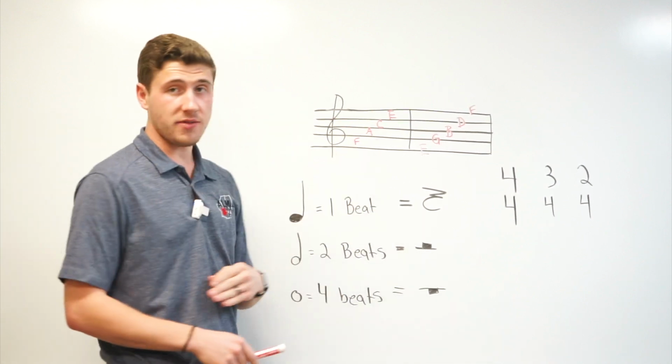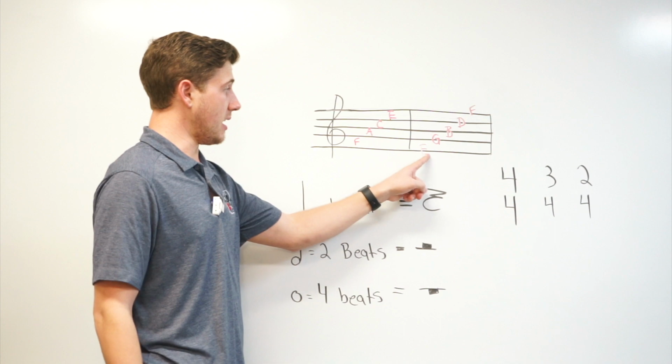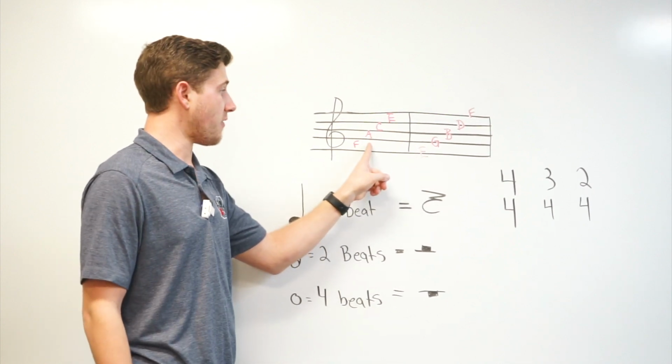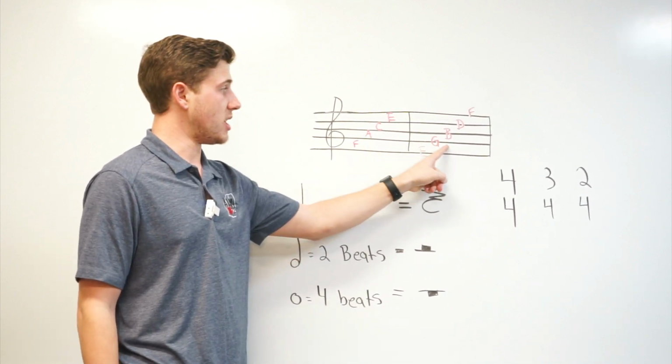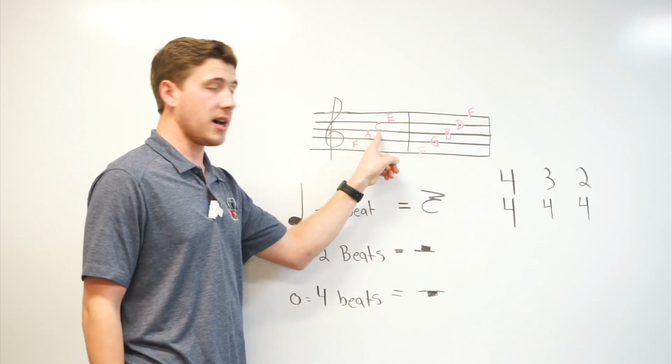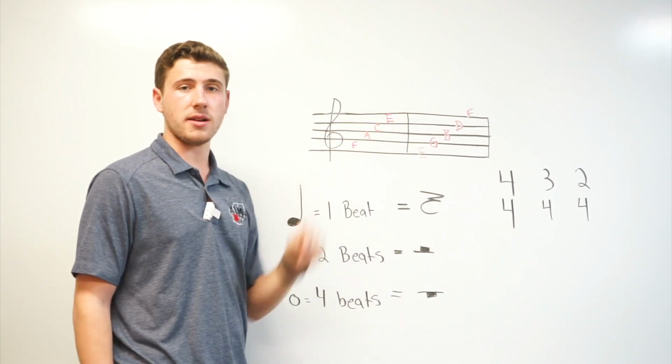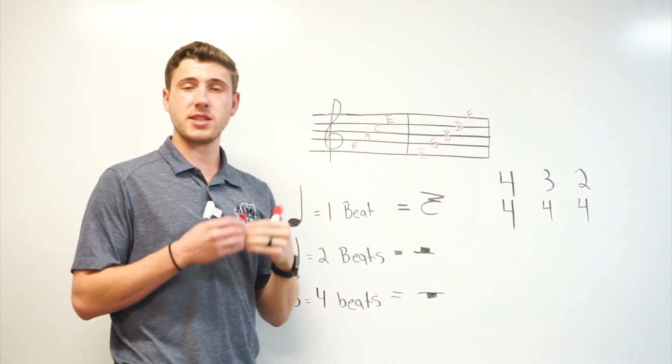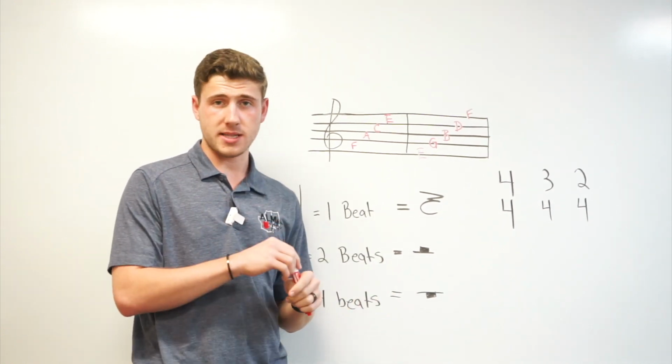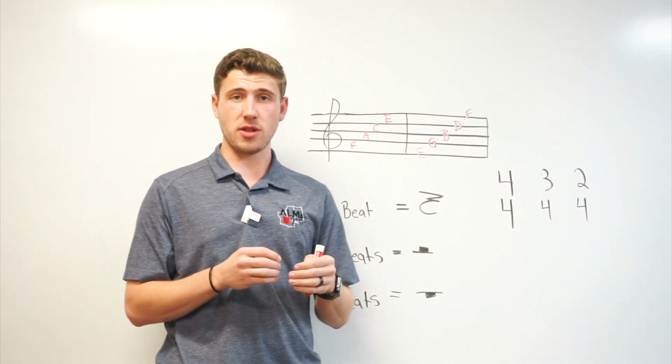So if we would put all of this together, we would have E on the first line, F in the first space, G on the second line, A on the second space, and so on, moving up the lines of the staff. We have one more concept to talk about, and that is ledger lines.